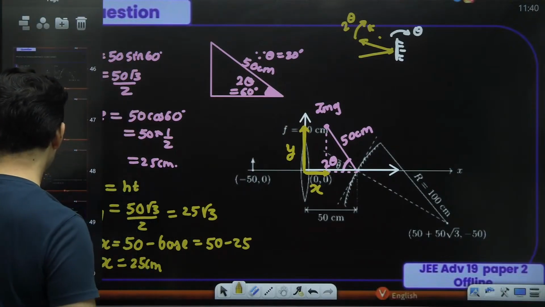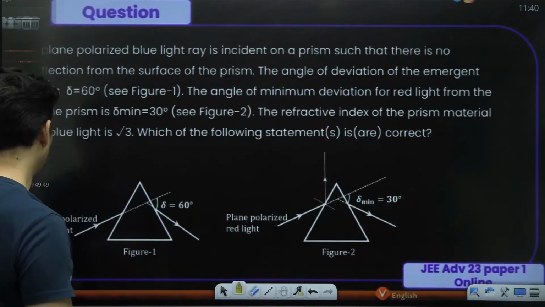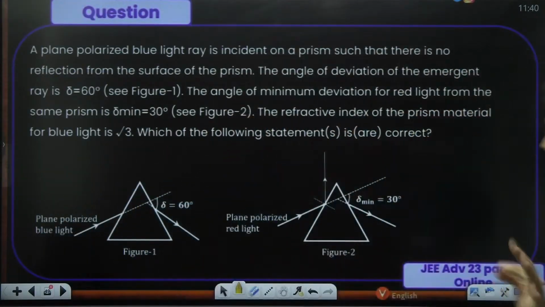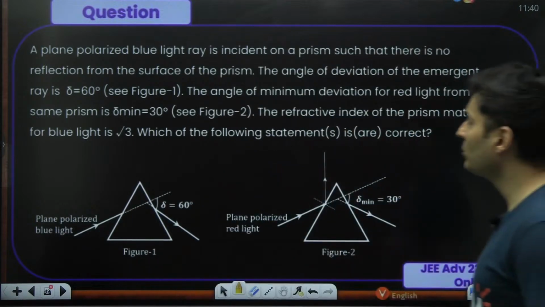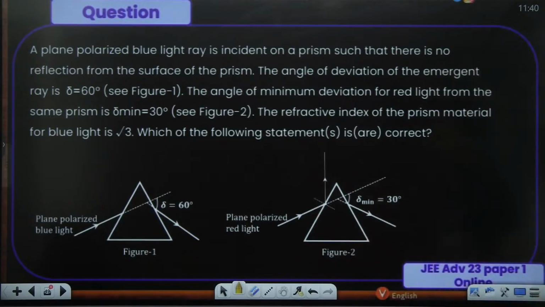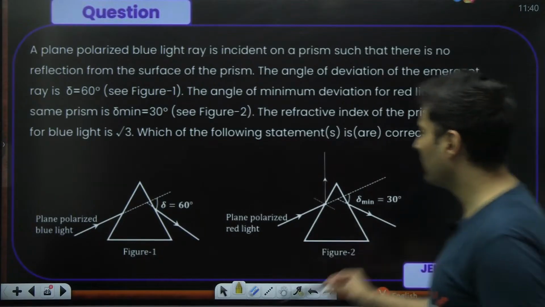Okay, here we go to the next question coming up on your screen. A plane polarized blue light is incident on a prism such that there is no reflection from the surface of the prism. Why is that given? We'll think about it. The angle of deviation of the emergent ray is so and so. The angle of minimum deviation for red light is 30. The refractive index of the prism for blue is √3. What is correct among all of them?